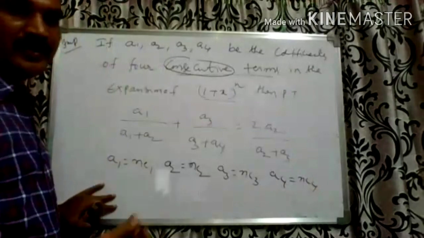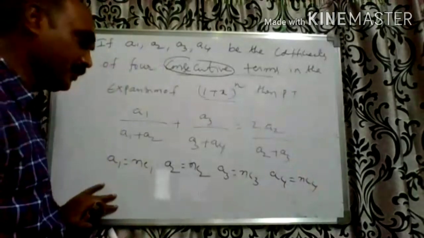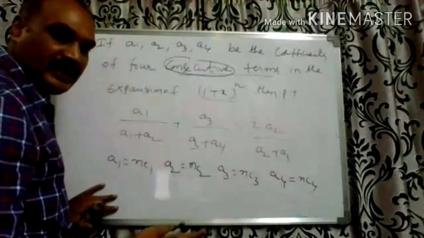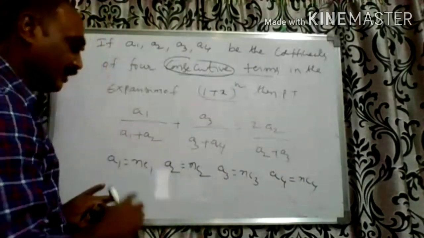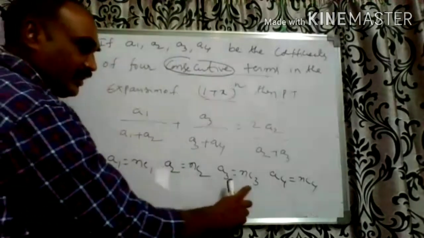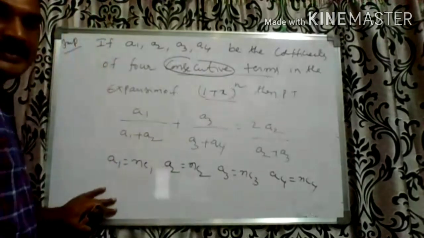You can take any 4 consecutive binomial coefficients: nC2, nC3, nC4, nC5, then nC3, nC4, nC5, nC6. And A1 is equal to nC1, A2 is equal to nC2, A3 is equal to nC3, A4 is equal to nC4.